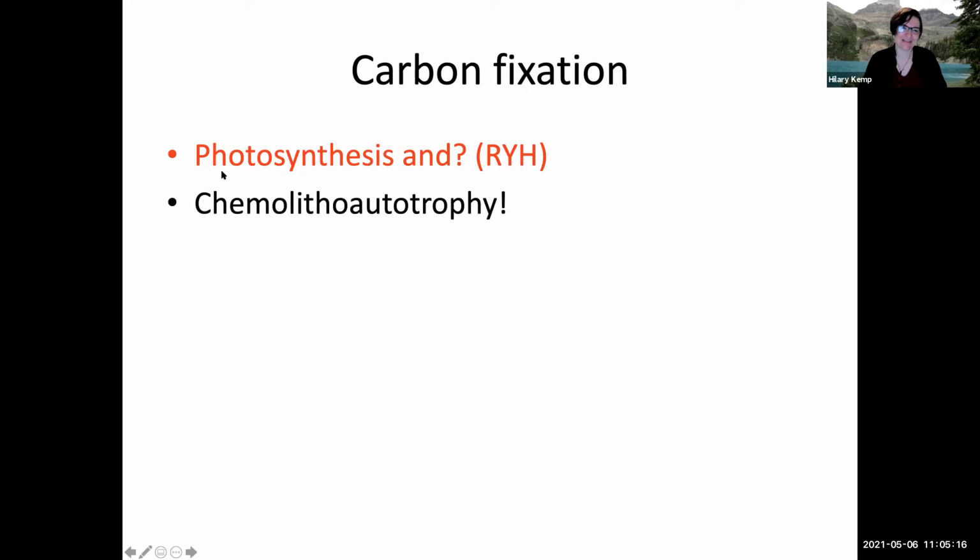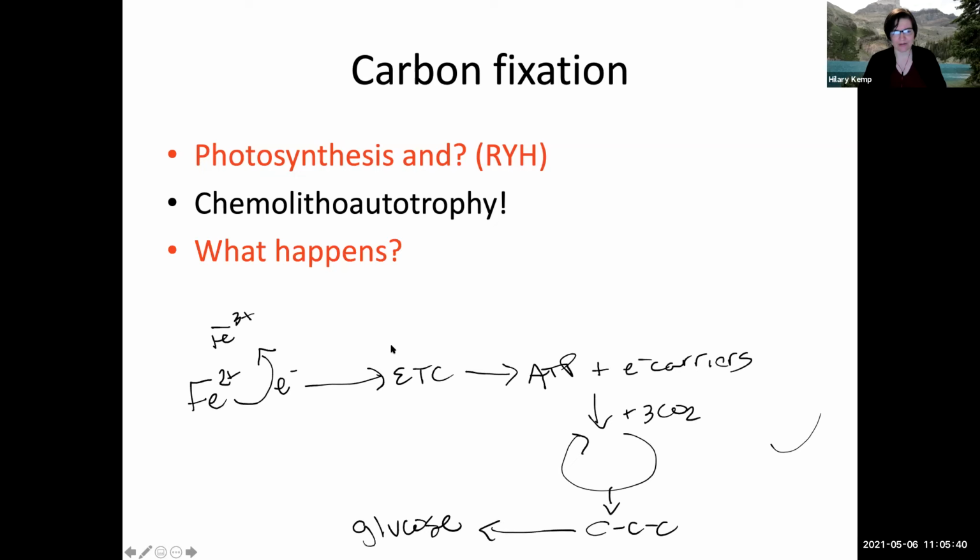Chemolithoautotrophy. Let's break it down. Chemical. Litho means rock. Autotrophy is just a term that literally is the wrong word. It's self-feeding, but it means that you're able to make your food, your glucose, out of raw materials like CO2. Yes, chemical rock eaters. Good job, Dylan. So what happens in chemolithoautotrophy? So let's have a cartoon about that.